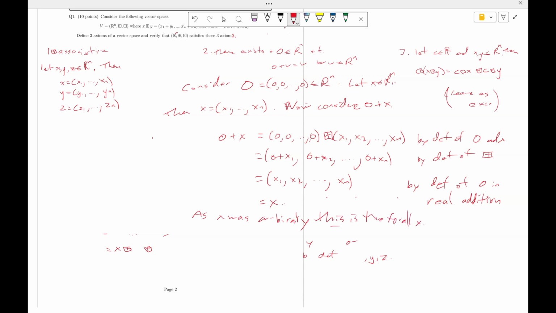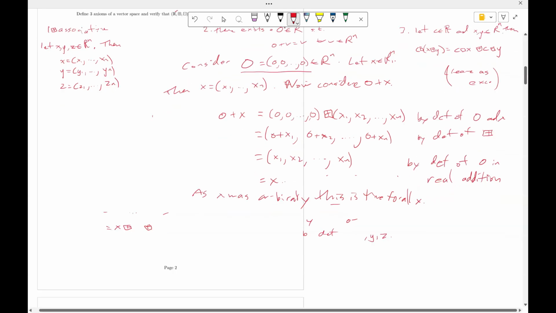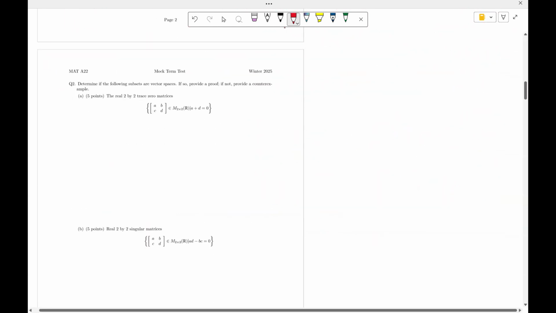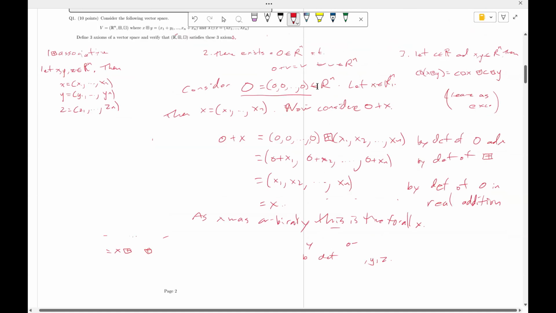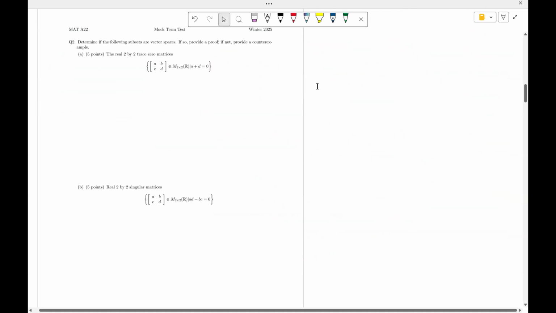What are we doing here? We're considering a general 0 vector. We're considering an object and showing it satisfies the definition of being a 0 vector. And there are 2 axioms in vector spaces that are like this: the additive inverse and the additive identity, showing that the additive inverse exists for every element, and then showing that the additive identity also exists. Like I said, we're going to leave this third one as an exercise. We'll move on to question 2.